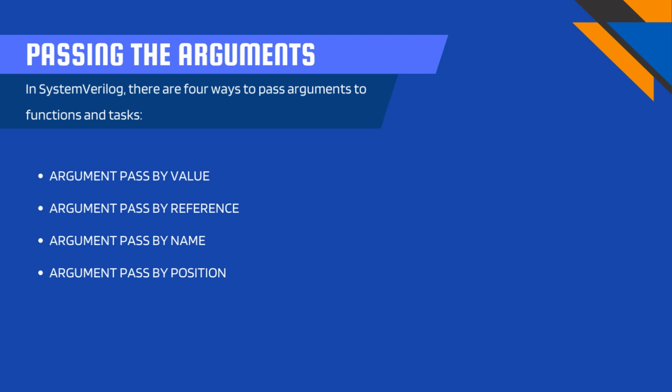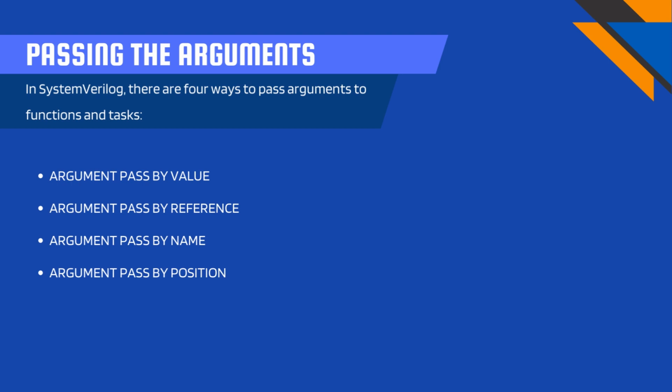Next, we have argument pass by reference. When a variable is passed by reference, the function receives a reference to the original variable. Any changes made to the variable inside the function also affect the original variable outside the function.